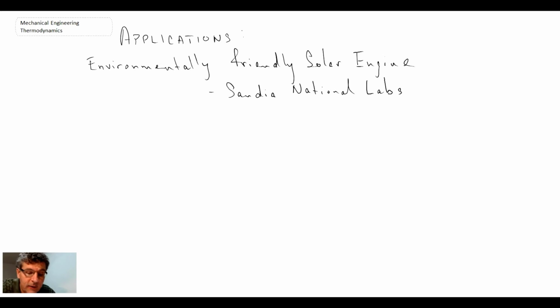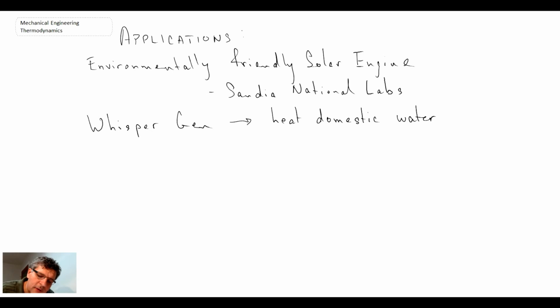Another application, there is a company, I believe out of New Zealand, called Whispergen, and they were making a system, they still may, I'm not sure what their status is right now, but they were making a system to heat domestic water and also generate electricity. And this obviously would be something that would be burning methane, so you have internal combustion. But again, it's operating like an external fuel engine.